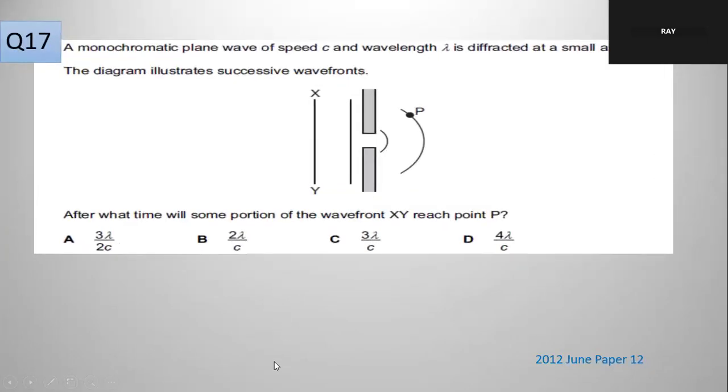What is the answer for this one? A monochromatic plane wave of speed c and wavelength lambda is diffracted by a small aperture. The diagram illustrates the successive wavefronts. After what time will some portion of the wavefront xy reach P, in terms of lambda and c?